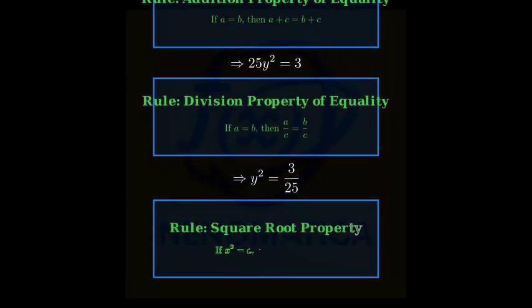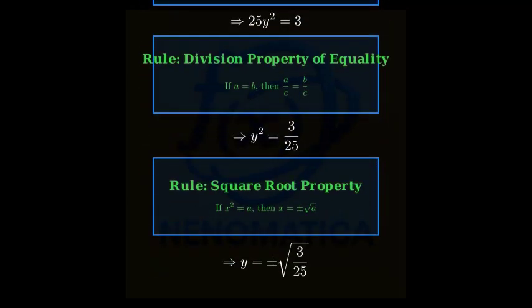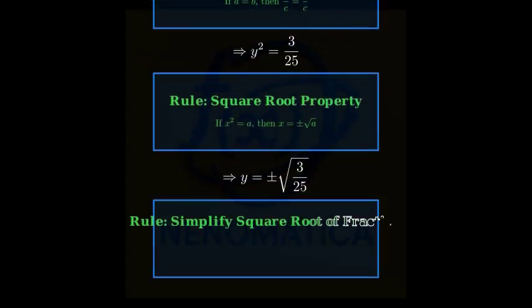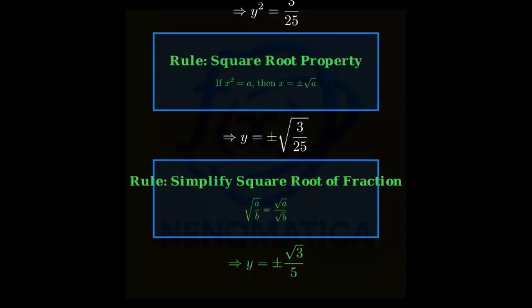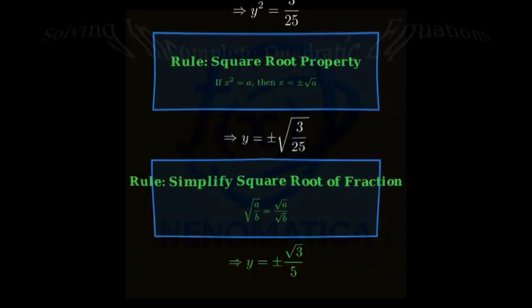Now, we take the square root of both sides, remembering to include both positive and negative values. We can simplify this expression. The square root of 3 divided by the square root of 25 equals the square root of 3 divided by 5. Let's start with our example.